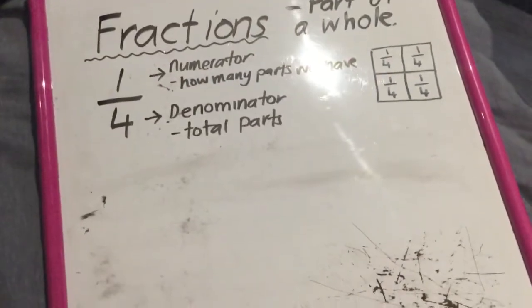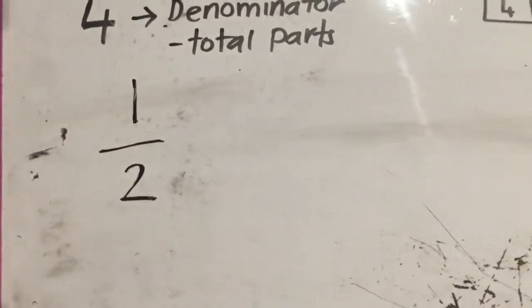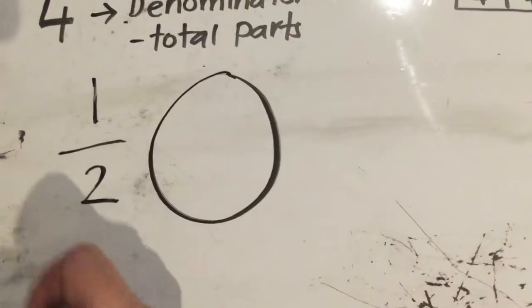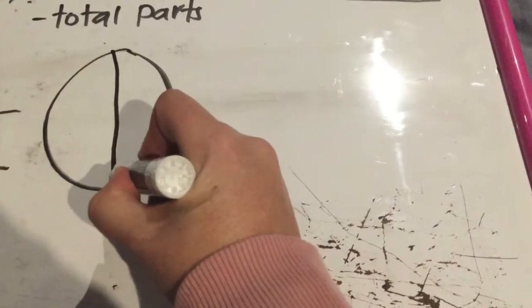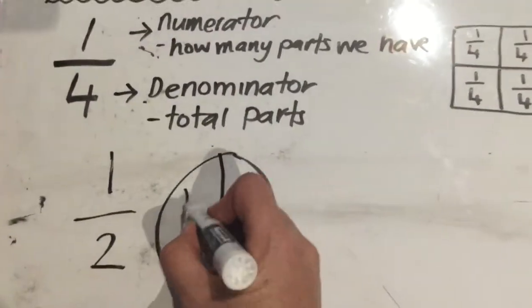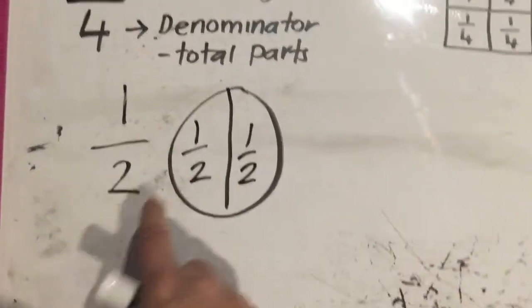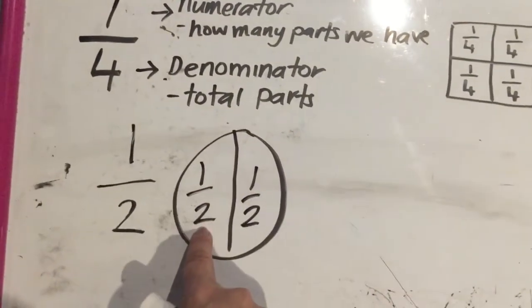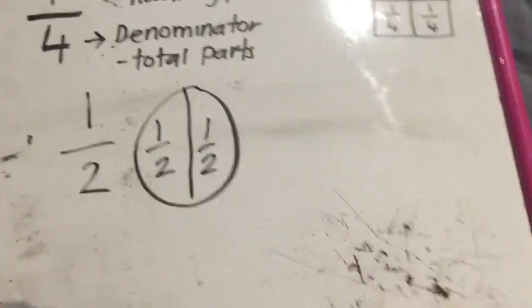Okay, so if we look at some other fractions, we have 1/2. So if I was to draw that in a circle, okay, how many parts would I have? 2. So this is going to be 1/2, and this is going to be 1/2, because I have 2 parts, and one of them is here and one of them is here, and together I have one whole.